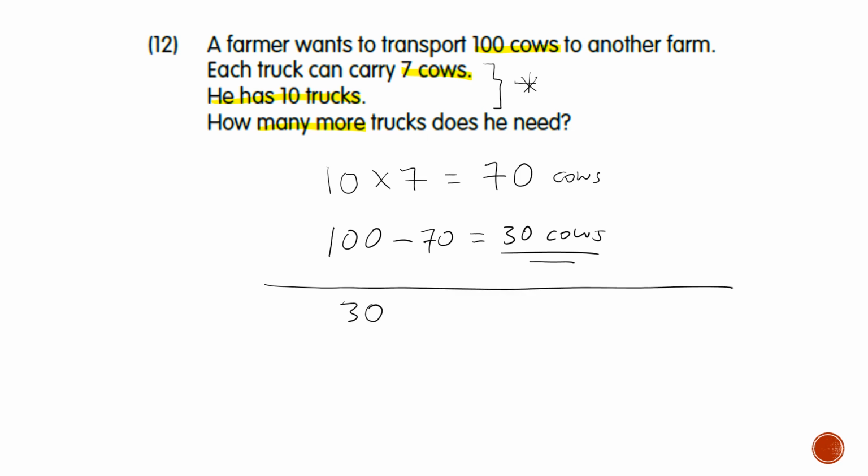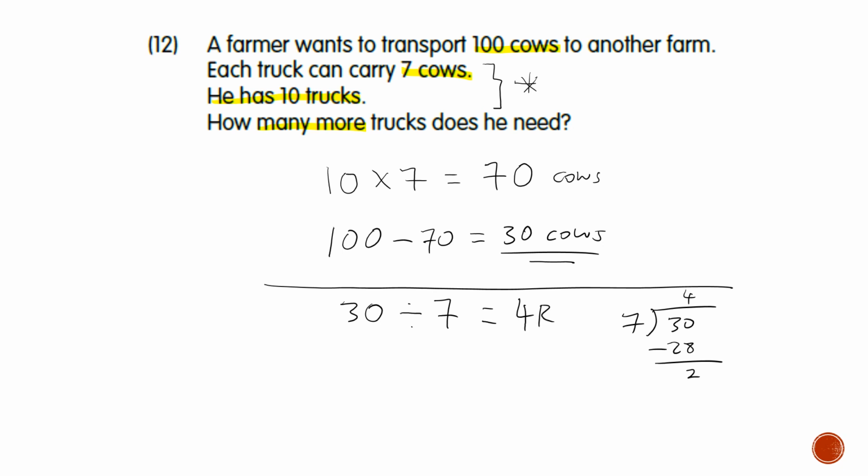So these 30 cows, we need another few more trucks. We see how many trucks we need by dividing by the maximum number of cows that each truck can hold. So 30 divided by 7. Let's work this out. Again, this is the same problem we did in the past. When 30 divided by 7, you get 4 remainder 2.